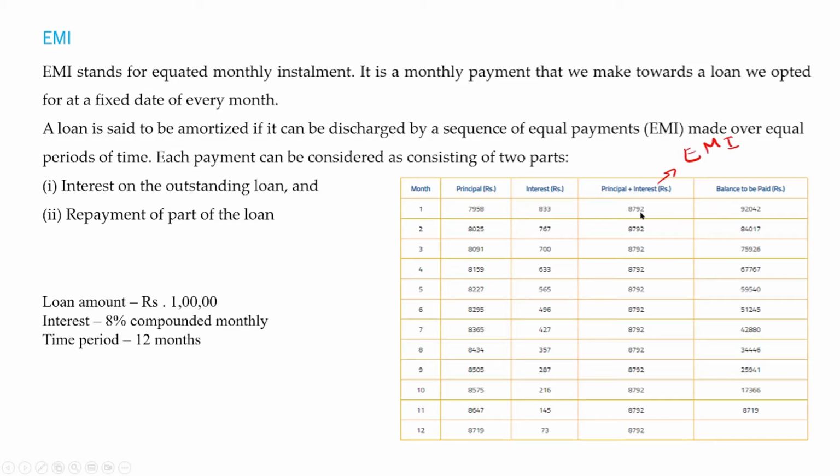So here we can see that each month's EMI has two parts. One is the principal and the other one is the interest. Each payment can be considered as consisting of two parts: interest on the outstanding loan and repayment of part of the loan. Like that, over a period of 1 year, that is over 12 months, the principal is repaid along with the interest, so that at the end of the year the balance to be paid is 0. So this is how EMI works.